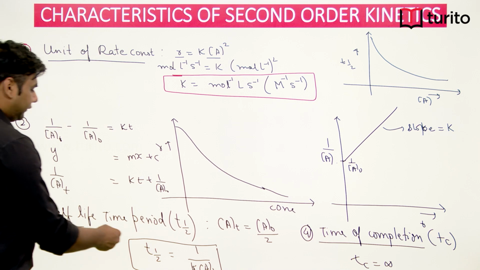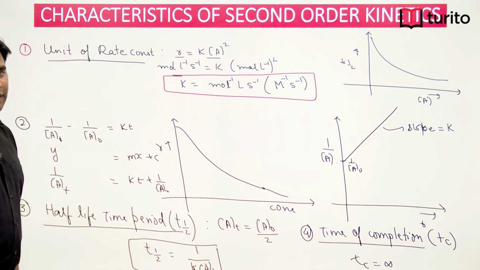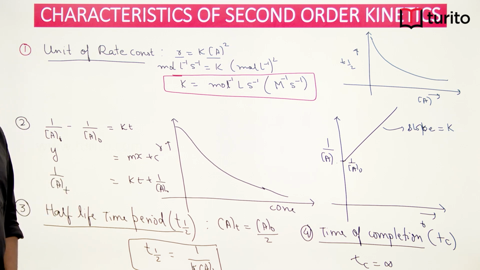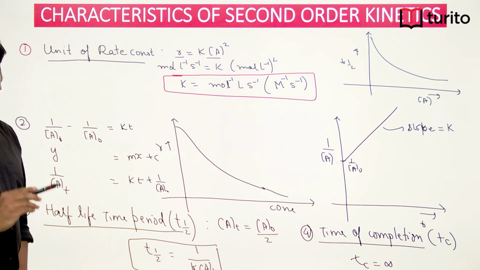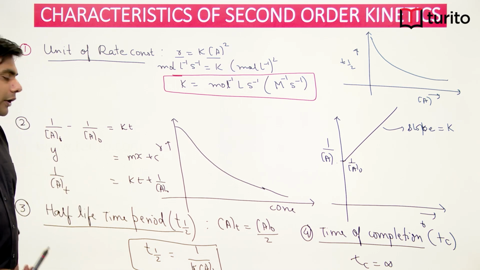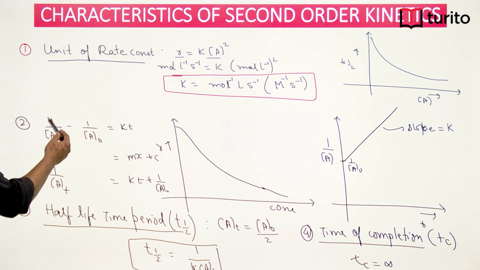If we calculate the half-life, the time period is the time when half of the reactant has reacted. When half of the reactant has reacted, that means the final concentration of A would be half, because half has reacted, half would be left out. So A naught by 2 is the final concentration. If you put AT as A naught by 2, you get the T half as 1 by K into A naught.